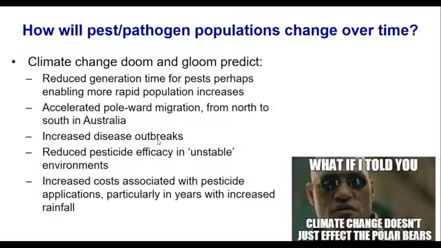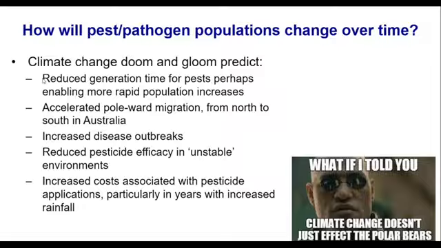Okay, so how are pest and pathogen populations going to change? There are some models that say some fairly cataclysmic things, and I couldn't resist this meme, so I apologize, I found it amusing. Anyway, what is being predicted is that owing to increased temperature, there's going to be reduced generation time for pests, which might mean that they are more able to rapidly increase.